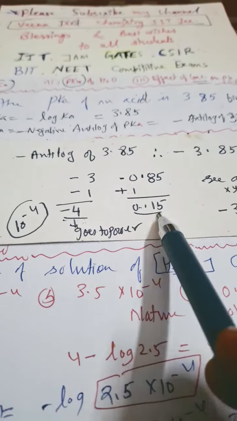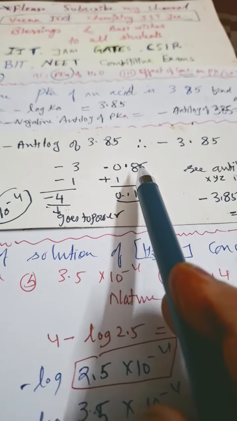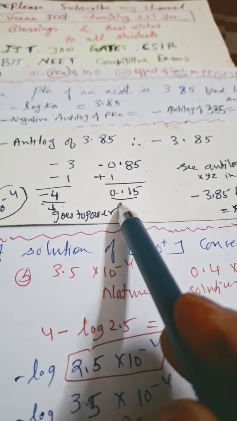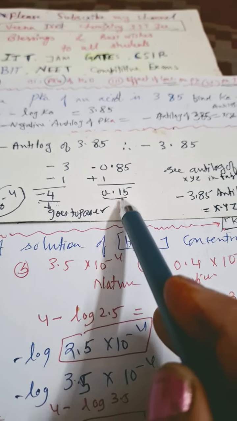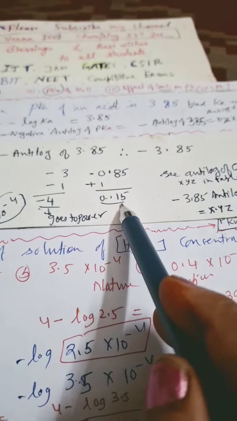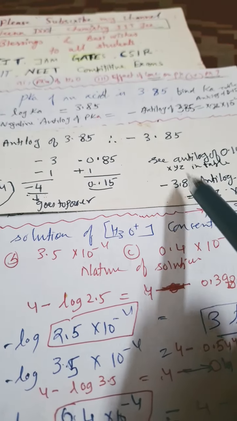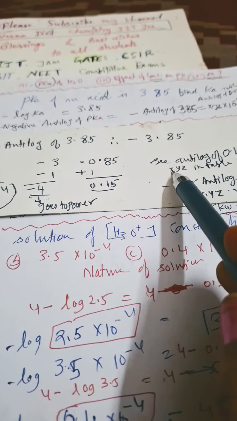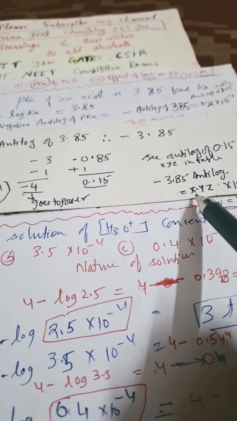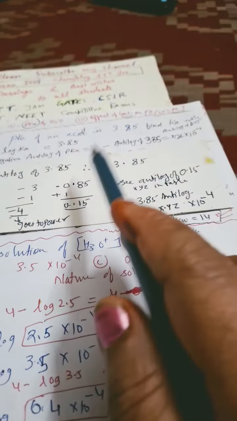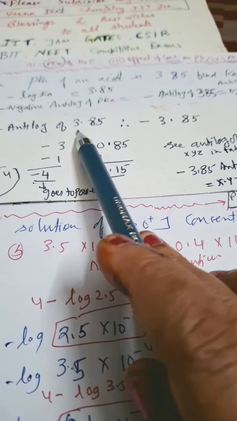Okay, then we see the difference between plus 1 and 0.85, which is equal to 0.15. We will look at the antilog table of 0.15. Suppose the value is xyz, so we write xyz and put one decimal after the x, so there will be x.yz into 10 raised to power minus 4. This is the value for negative antilog of 3.85.